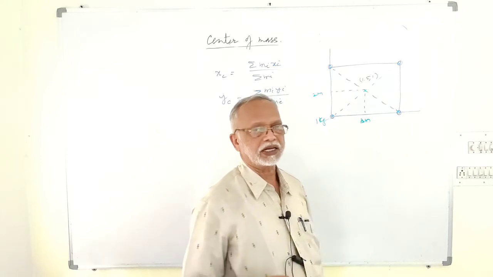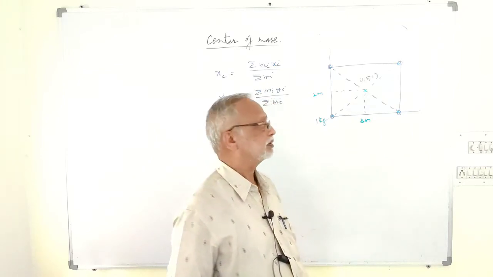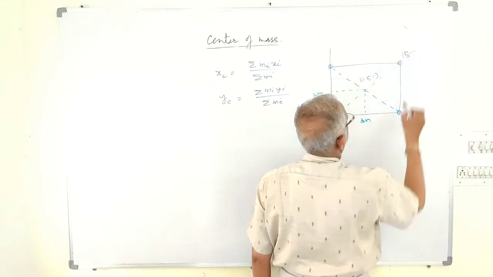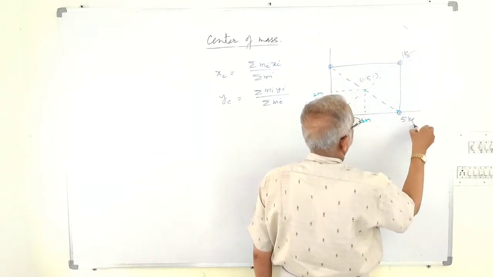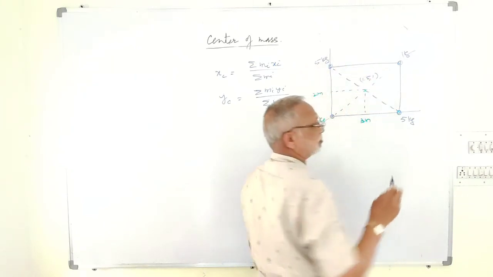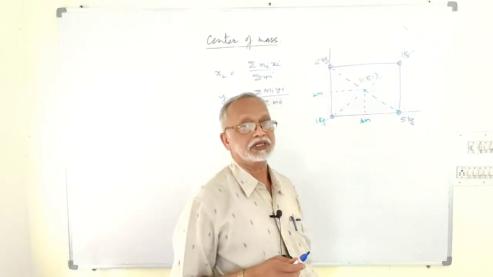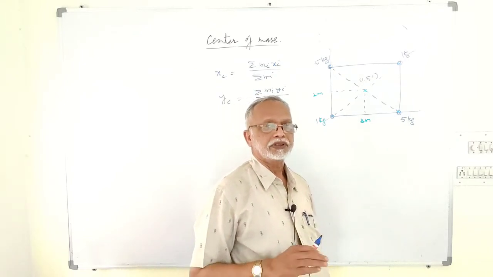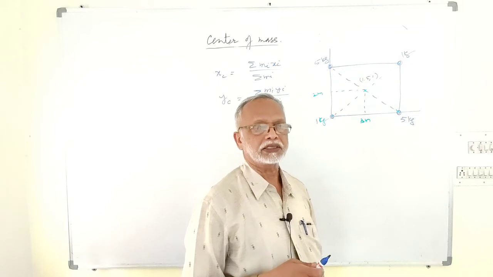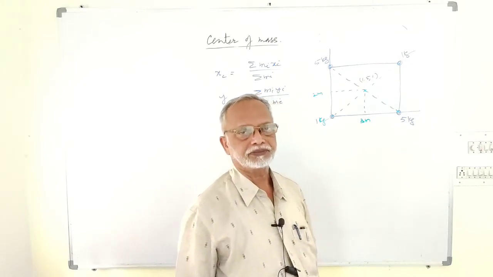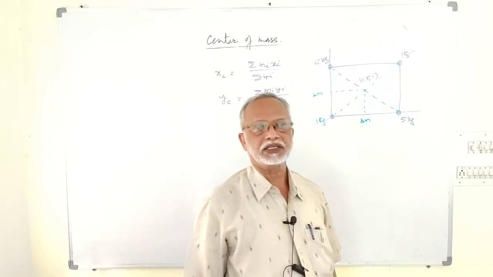The bodies on the diagonals have got same mass. Suppose this is 1 kg, this is also 1 kg. This is 5 kg, this is also 5 kg. Now also the center of mass will be at the intersection of the diagonals. So along the diagonal side, if bodies of equal masses are placed, the center of mass will be at the intersection of the diagonals.